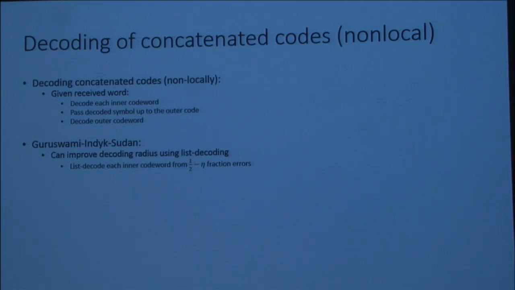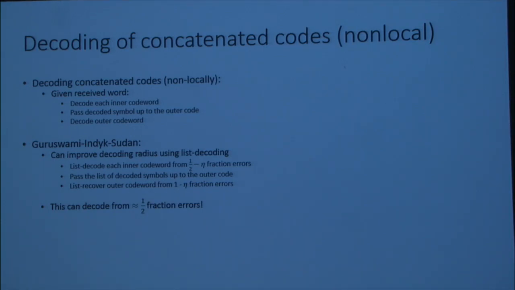So these inner code words had distance about a half. To list decode them, you can tolerate half minus epsilon, or half minus eta, fraction of errors. So you list decode all these inner symbols and you get a small list of possible code words. You pass on these small lists to the outer code, and now you list recover the outer code from a large fraction of errors. And as long as this outer code is list recoverable, which it is because the rate-distance trade-offs are so good, you can effectively decode this concatenated code from almost half fraction errors.